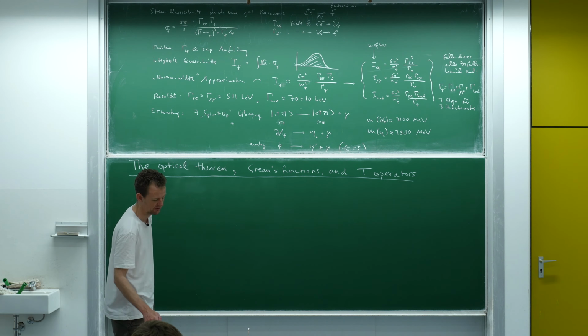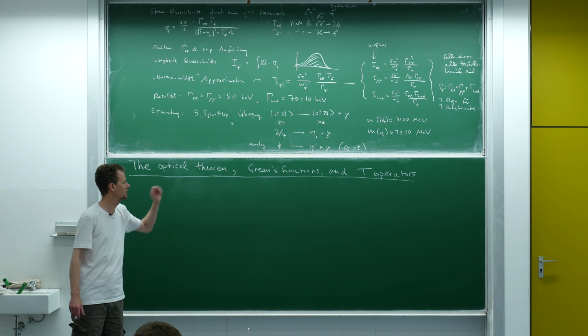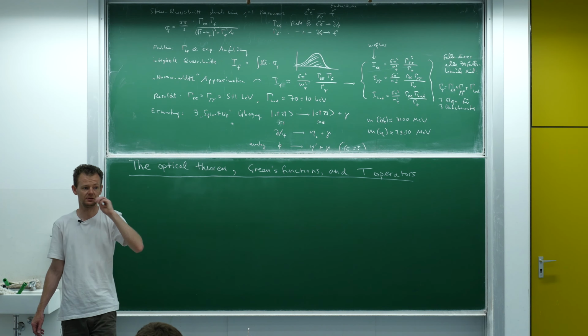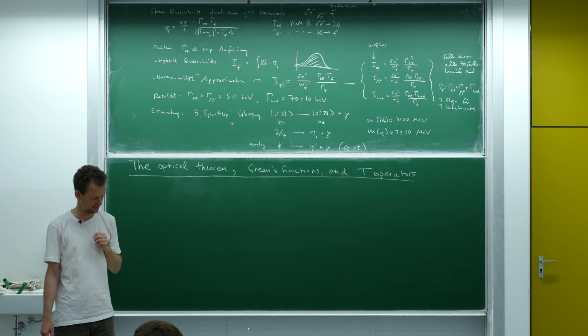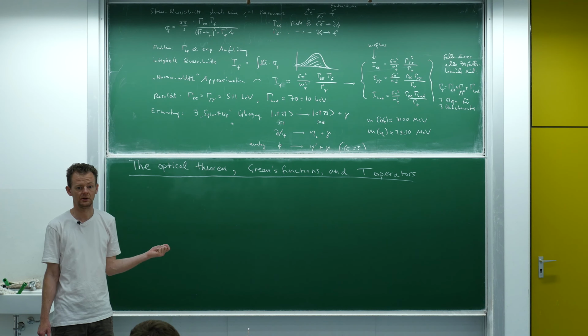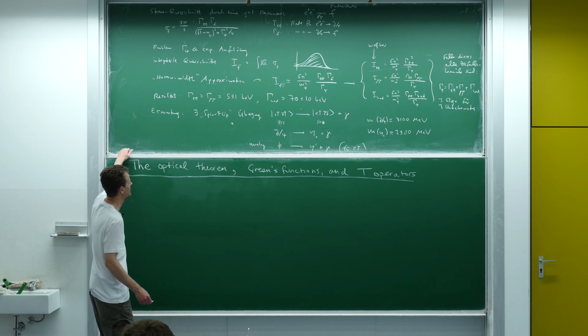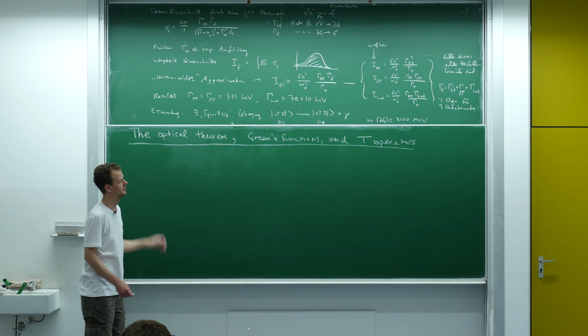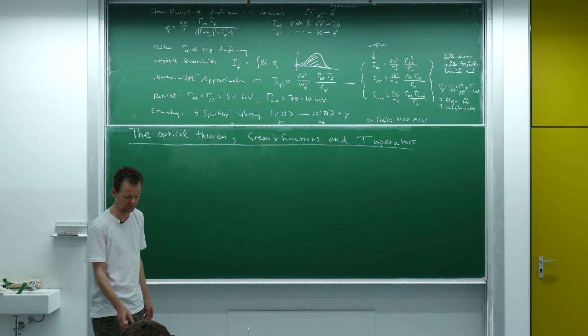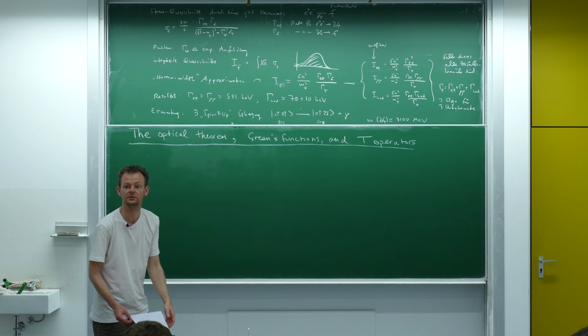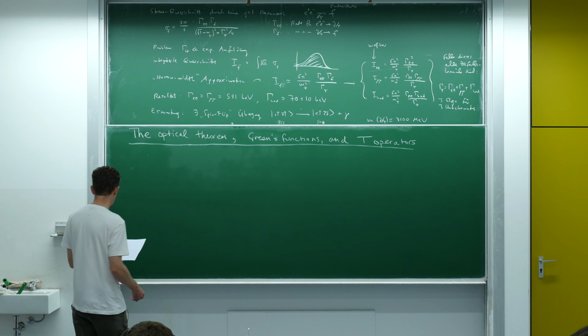So the three topics that we'll cover today are the optical theorem, Green's functions, and T operators. The optical theorem is the first step towards connecting this cross-section quantity with something we can calculate, by just observing that there's a simple constraint that unitarity of the S matrix imposes on the scattering cross-section.